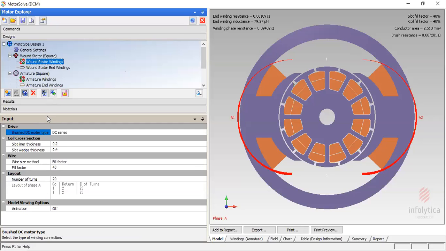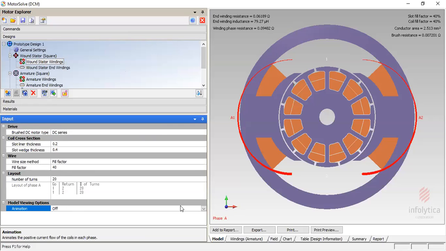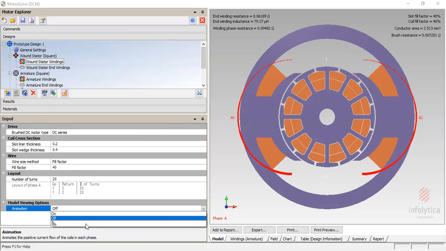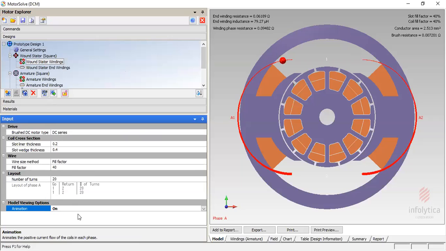So this stator winding, we can see this is how the current is moving in the stator windings, right?